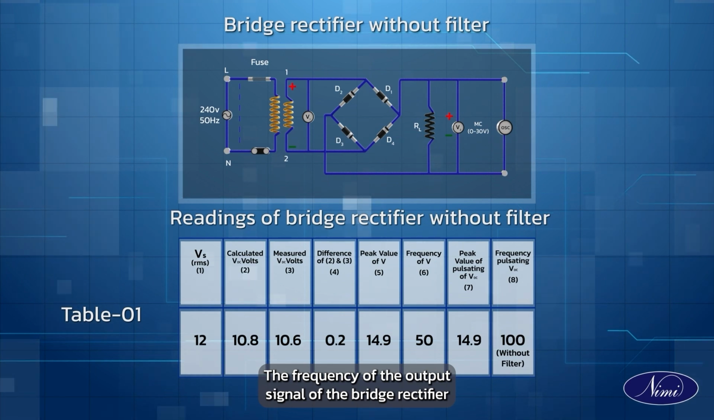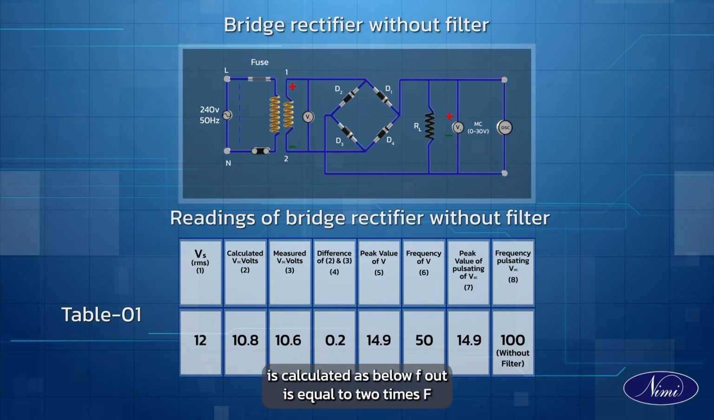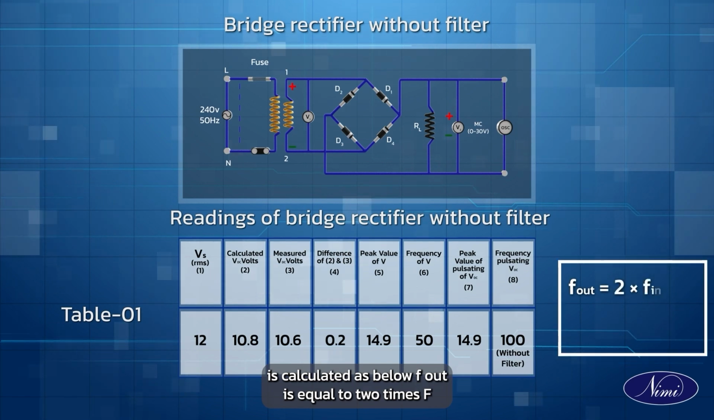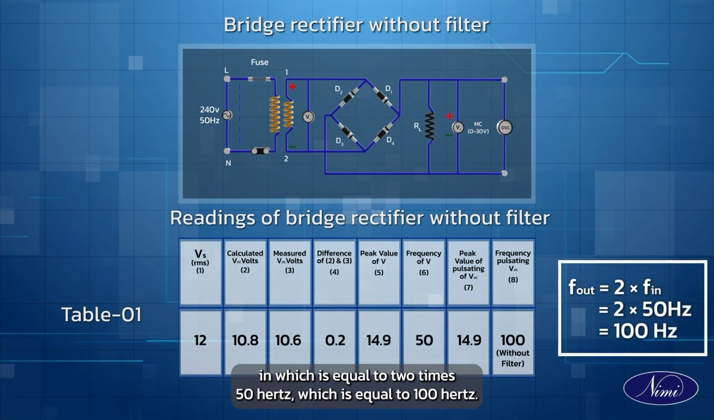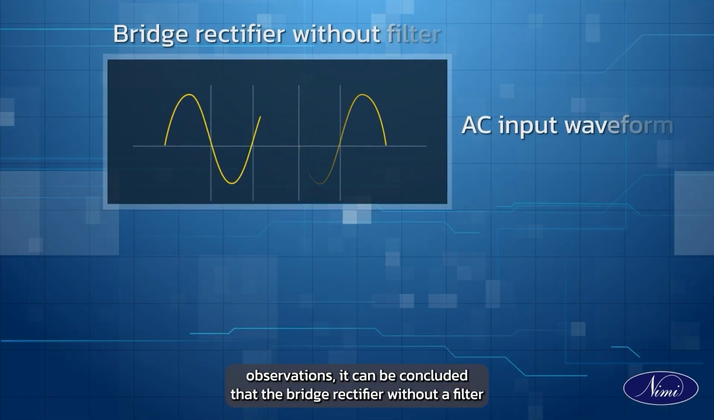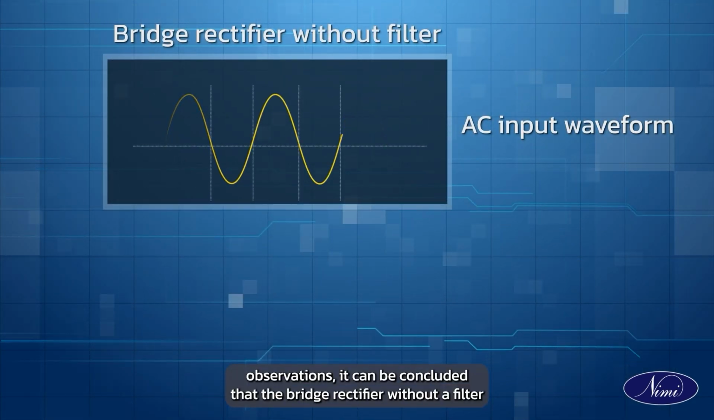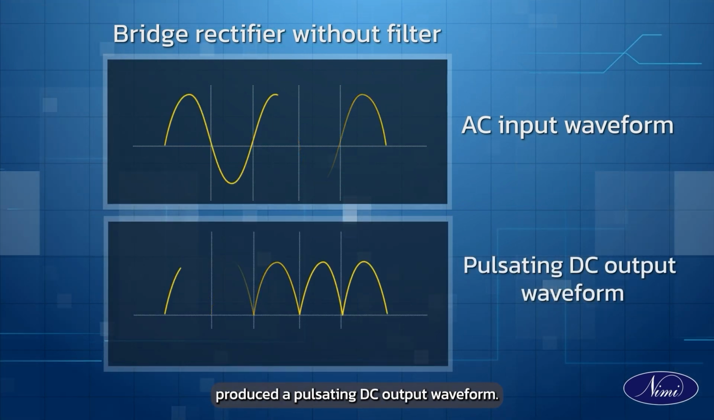The frequency of the output signal of the bridge rectifier is calculated as below. F out is equal to 2 times F in, which is equal to 2 times 50 Hz, which is equal to 100 Hz. From these observations, it can be concluded that the bridge rectifier without a filter produced a pulsating DC output waveform.